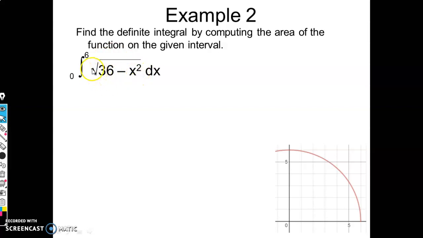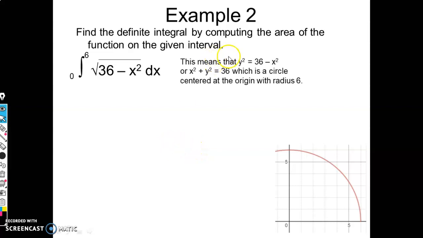If you were to graph the function y equals the square root of 36 minus x squared, you get this curve here that would actually be half of a circle. You can tell that it's a circle because if you square both sides, you square the y squared, and the square root goes away and you'll have 36 minus x squared. Then if you solve that equation, it will actually be a circle type of equation.